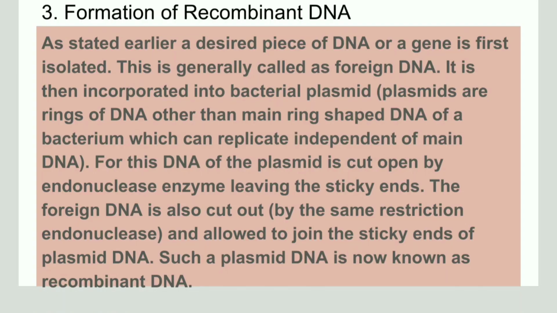Now we will discuss the third step, which is the formation of recombinant DNA. As we discussed earlier, a piece of gene or DNA is called a foreign DNA. This foreign DNA is combined with the plasmid DNA. Both the foreign DNA as well as the plasmid are cut at a specific site, leaving a sticky end or a blunt end. They are joined together by the ligase enzyme, and the structure formed is called recombinant DNA.